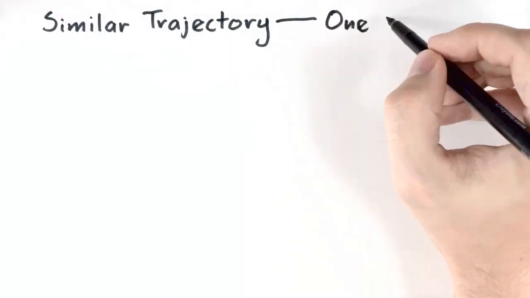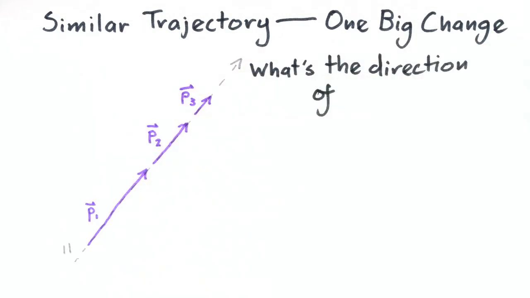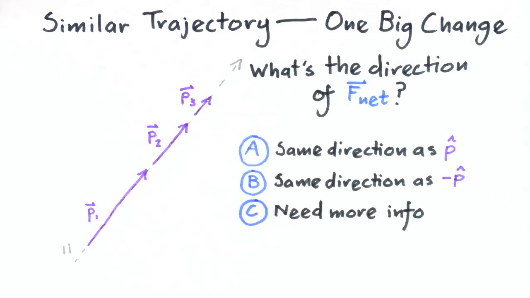Let's take this same path, same trajectory, but make one change. Let's say the system is slowing down. What would the direction of F net be in this case? Give this question a try.